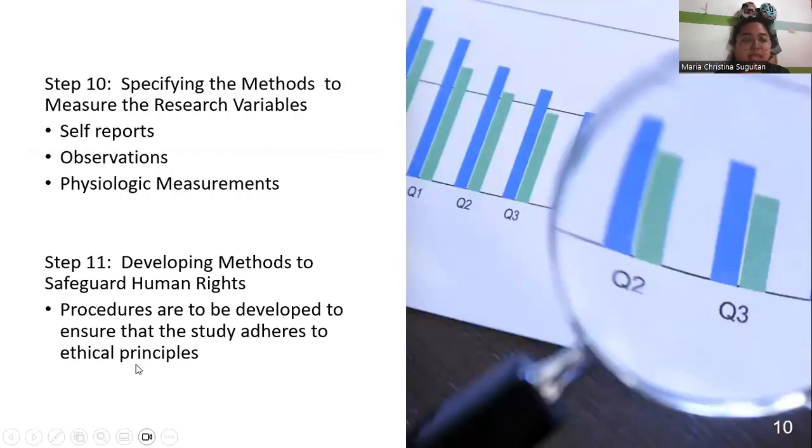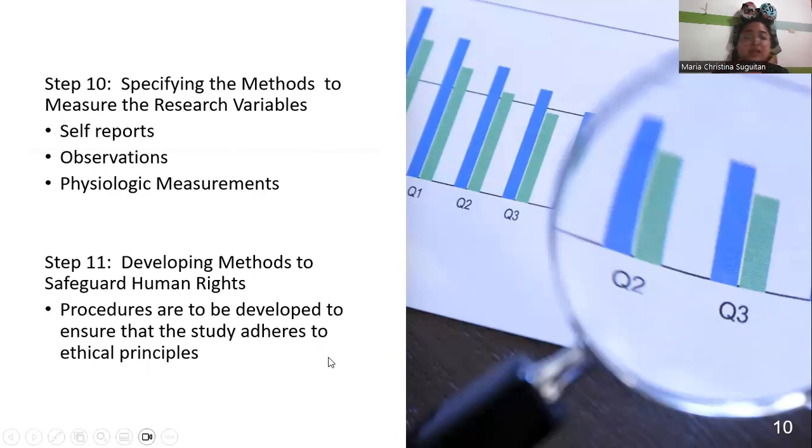Okay? And then step 10, specifying the methods to measure the research variables. Gagamit pa kayo ng mga questionnaires, self-reports, observation, interview, physiologic measurements, etc. And then step 11, developing methods to safeguard human rights.